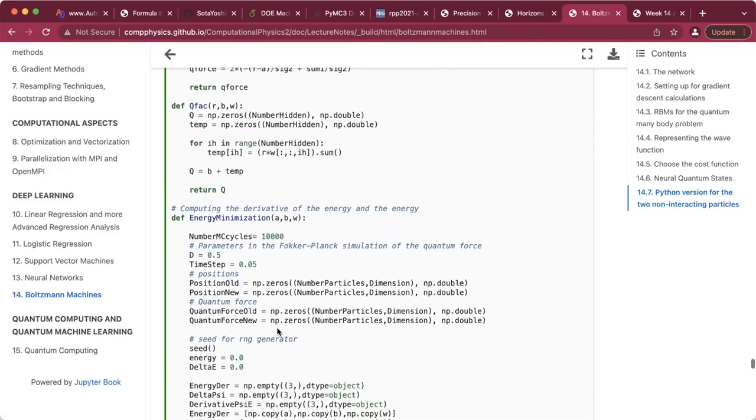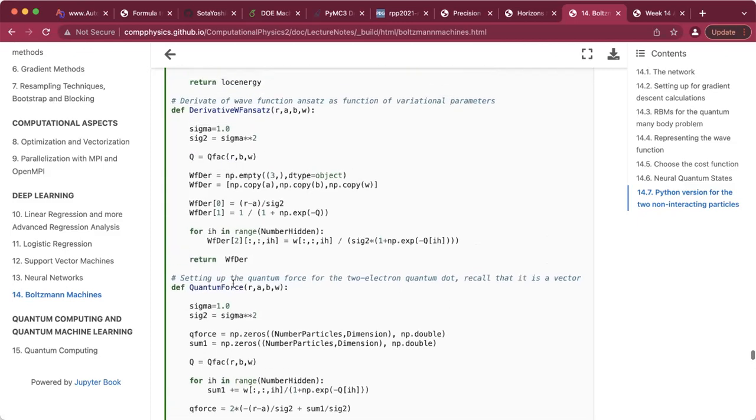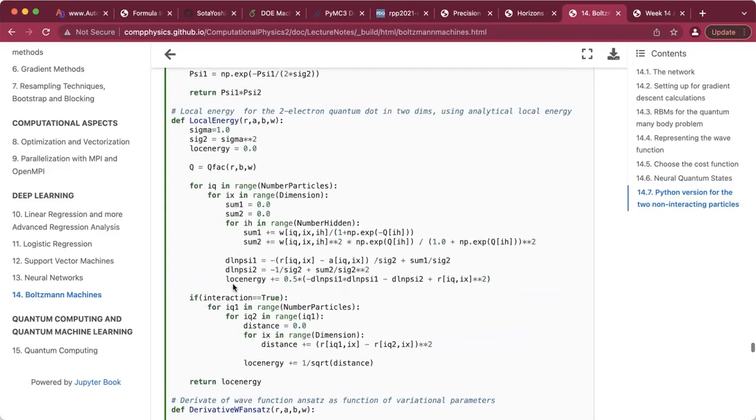And then I have my energy minimization, which is actually my standard Monte Carlo piece. I run over the number of Monte Carlo cycles. I set up the old position. I do the new position. I calculate the quantum force. I'm actually dealing with importance sampling. So this is exactly as before. So the difference now resides in me implementing another type of wave function. That's the basic difference between what you did in project 1 and you're going to do in project 2.